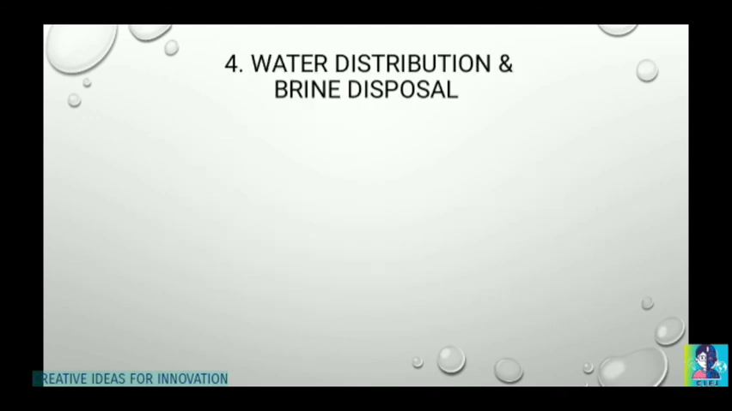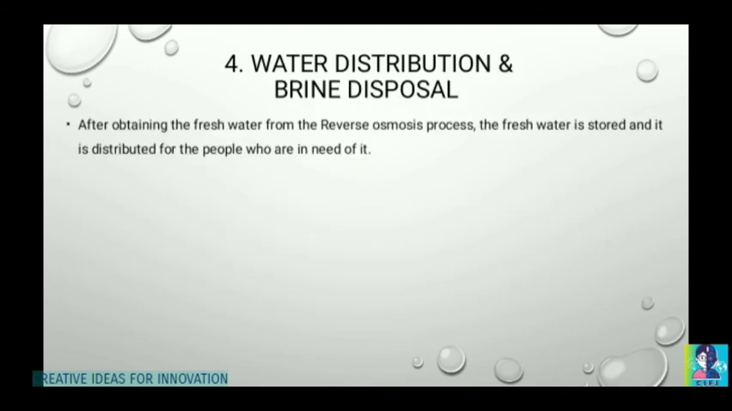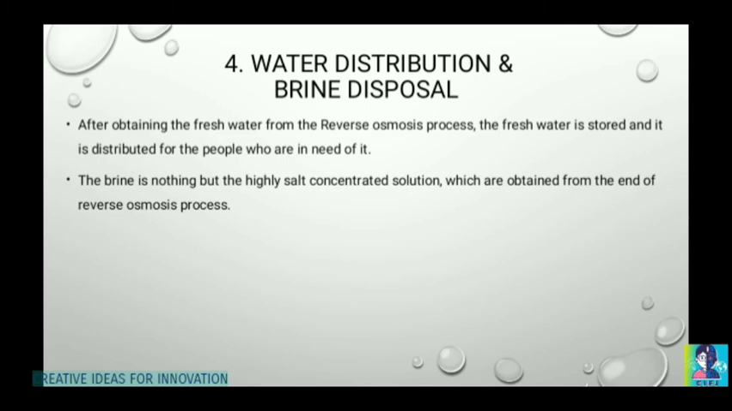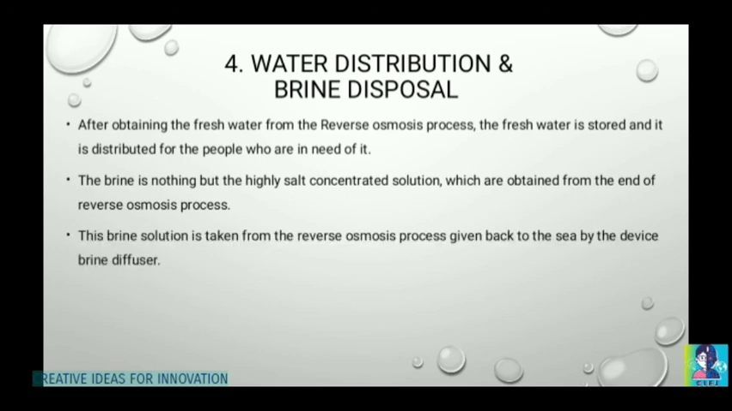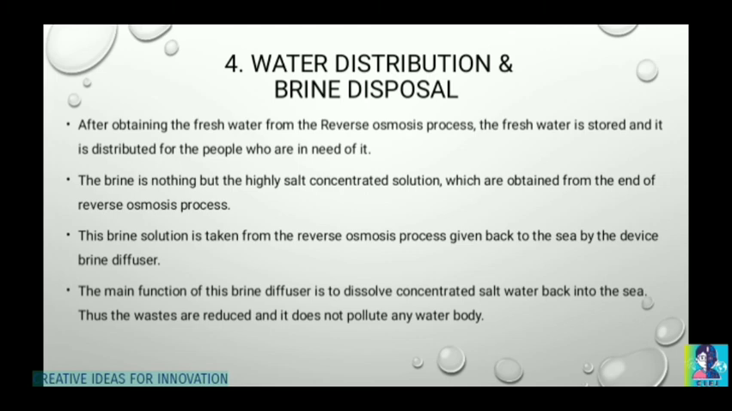After obtaining the fresh water from the reverse osmosis process, the fresh water is stored and distributed to the people who are in need of it. The brine is nothing but the highly salt-concentrated solution obtained at the end of the reverse osmosis process. This brine solution is taken from the reverse osmosis process and given back to the sea by a device called a brine diffuser. The main function of this brine diffuser is to dissolve the concentrated salt water back into the sea. Thus the waste is reduced, and it does not pollute any water body.